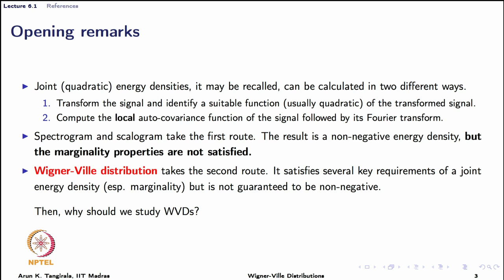Now, as we have noted on several occasions, spectrogram and scaleogram belong to the first category. In spectrogram you take the short time Fourier transform and then compute the squared magnitude, and in scaleogram the story is the same. You can compute the wavelet transform and then take the squared magnitude of the wavelet transform. The good thing about adopting this strategy for constructing the joint energy density is that you have a non-negative energy density, which is one of the key requirements that a joint energy density should satisfy to make some sense.